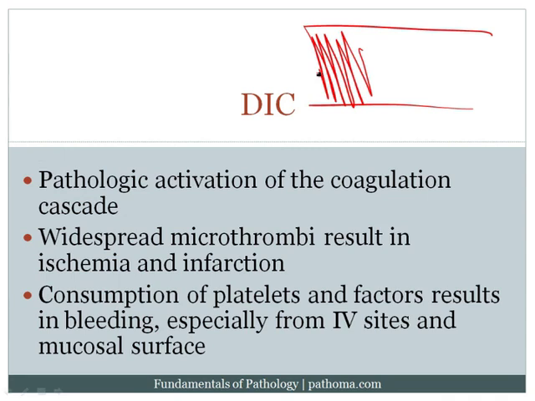A second problem of DIC is that as you begin to activate the coagulation cascade and produce massive blood clots throughout the blood vessels, you're going to be consuming platelets and factors. And so as we consume platelets and factors, then the patients will start bleeding, and they'll start bleeding from, for example, IV sites. Now that's one place that they classically bleed from, and then they can bleed from any mucosal surface. So for example, they can bleed from the mouth, from the lung, by coughing up blood. They can bleed through the GI tract, and they can, for example, have hematuria, bleeding from the urothelial lined surfaces, etc. So these are some examples of what happens in DIC.